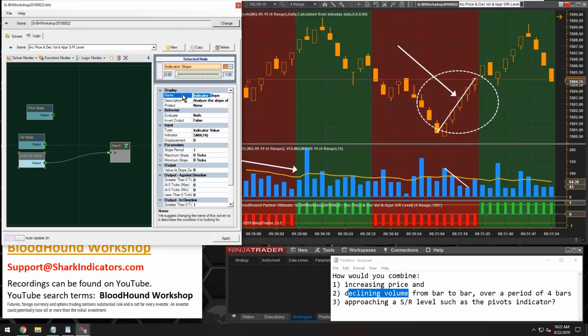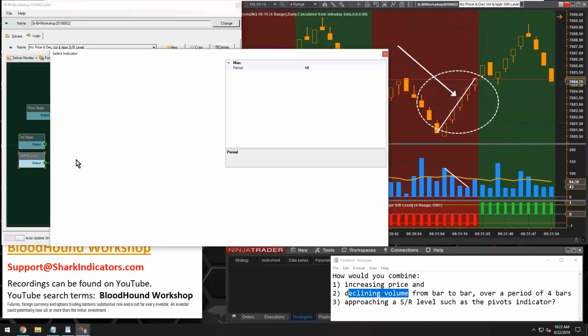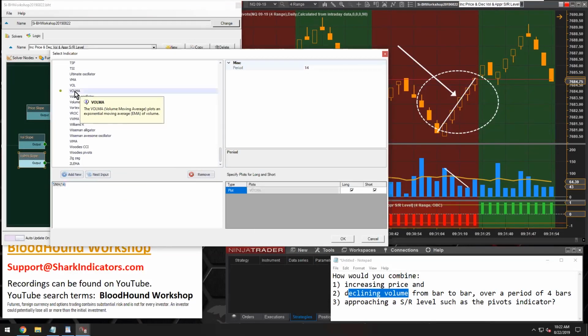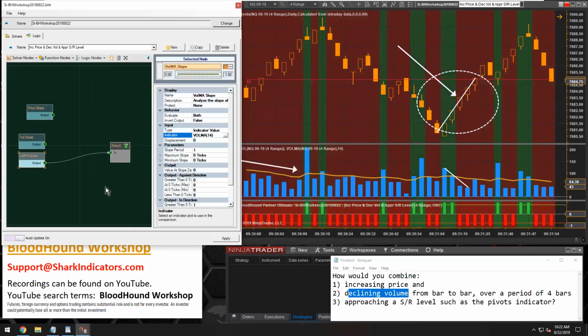And this time, I'll set this solver up to look at the volume MA indicator. All right. So let's change the input here from the SMA, and we'll use the volume MA indicator. And where is it? There we go. It's up here. All right. And just remember to change the period of your indicator if need be. And all right, so there we go.